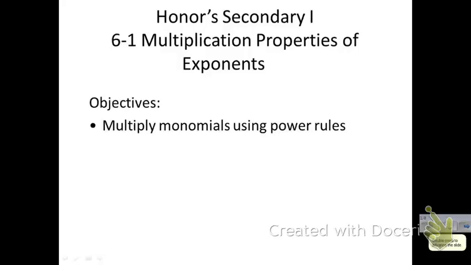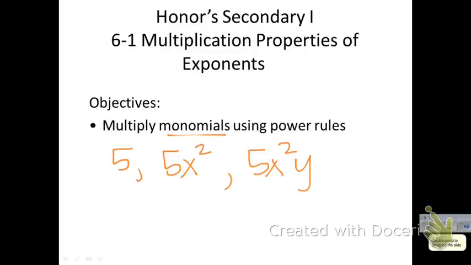So today we learned about the multiplication properties of exponents. We're going to learn how to multiply monomials using the power rules. One thing that we need to understand before we move on is that a monomial means you have one term, whether it's 5, 5x squared, 5x squared y. These are all considered monomials.